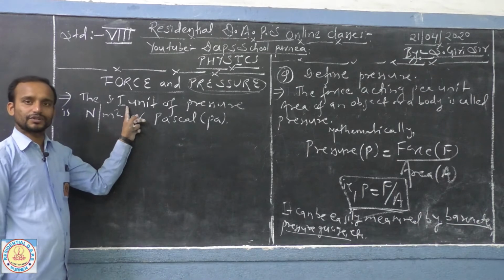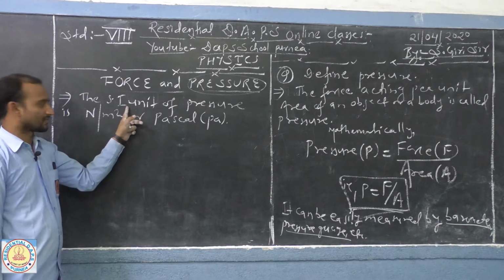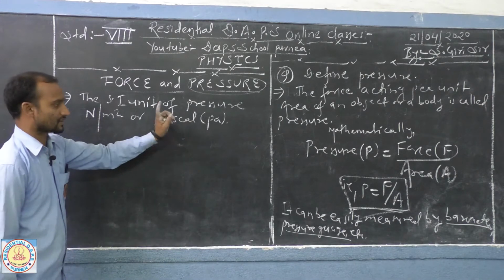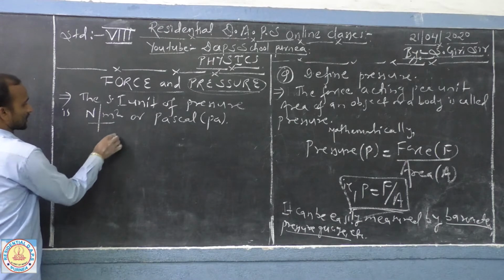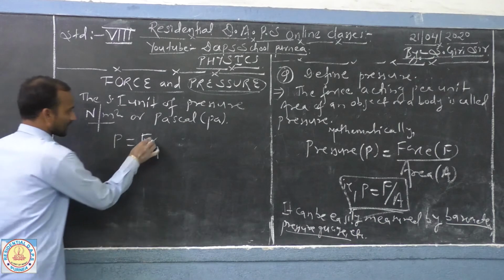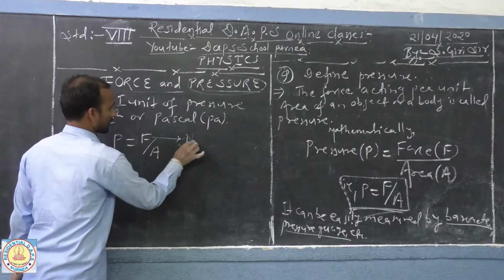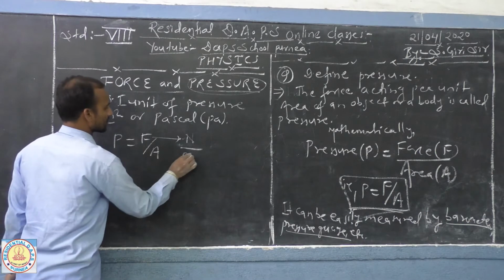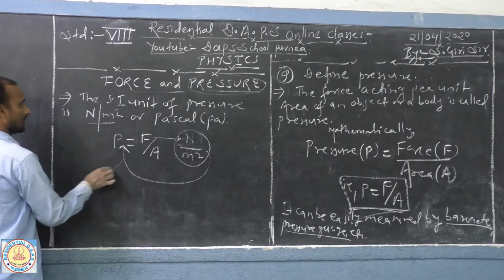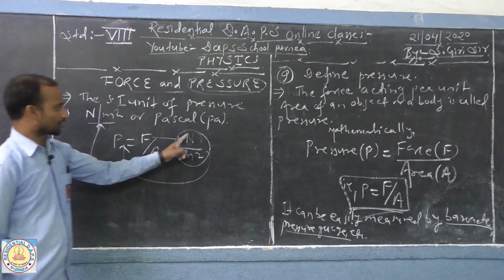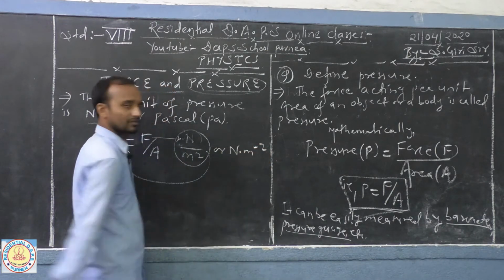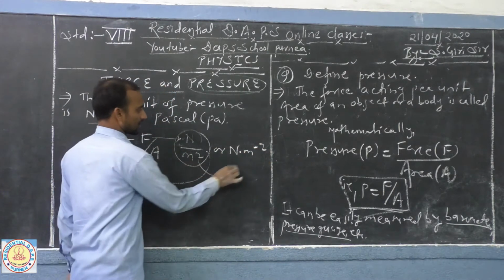Now, what kind of unit is used to express pressure? Newton per meter square, or Pascal. Why Newton per meter square? Not to forget, the formula of pressure is F by A, the unit of force is Newton and the unit of area is meter square. So this becomes the SI unit of pressure. You may write Newton per meter square or Newton m to the power minus 2. This and this are the same thing.